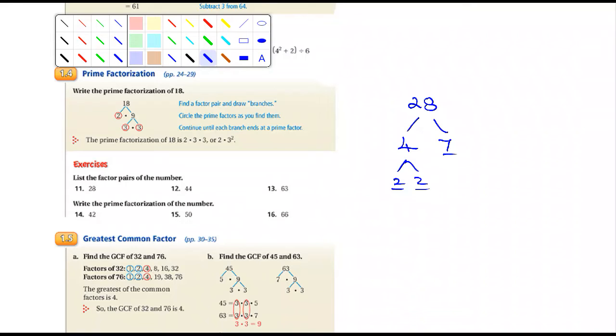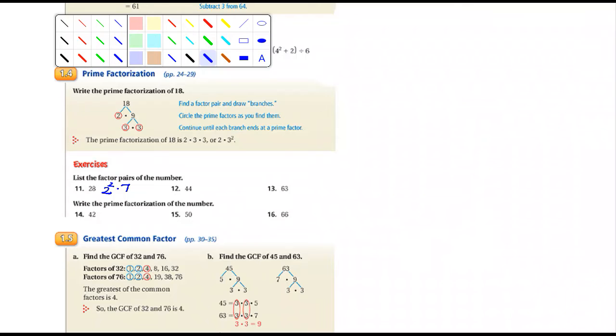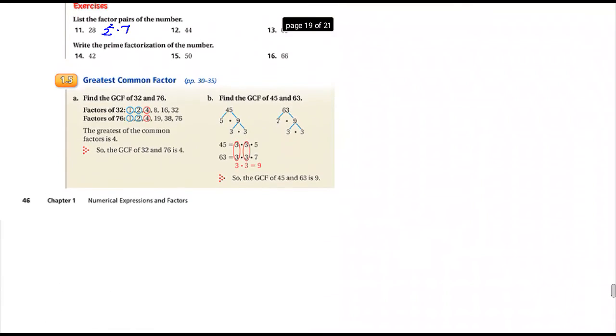So what would be the answer to a number 11 that I'm looking for? 2, what do you call that? Squared times 7. There you go. So that's what I want you to do with 12 and 13. And then for 14, 15, and 16, same thing. I just want you to factor them out and give me the prime factorization of those numbers. So 11 through 16, I want you to do all those the same way. Questions on that, anybody? This is all review, so you guys should be fine with it.